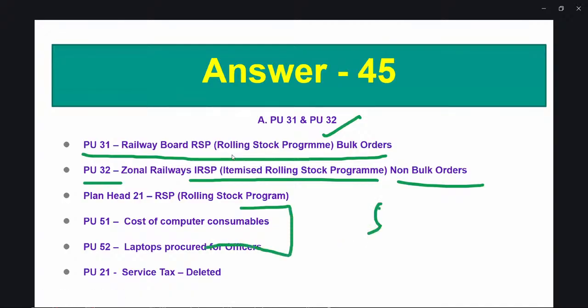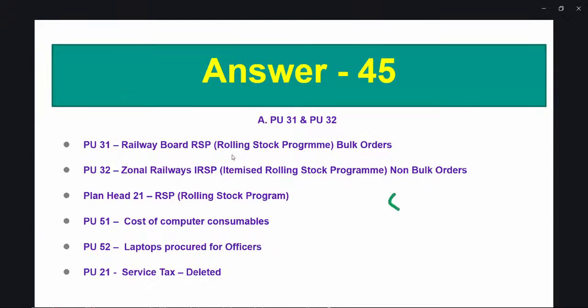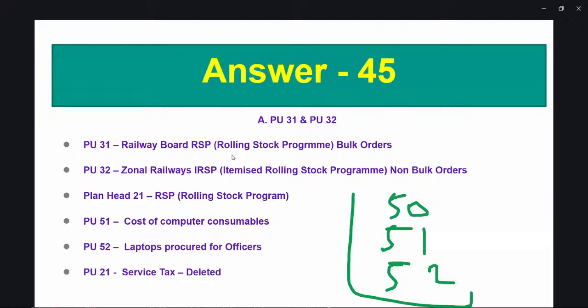50 is computer hardware. 51 is the consumables. 52 is the laptop. These three primary units are common for the revenue as well as capital. Previously PU 21 was service tax, now deleted.